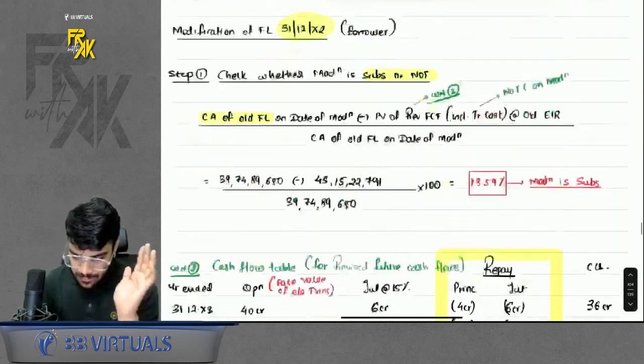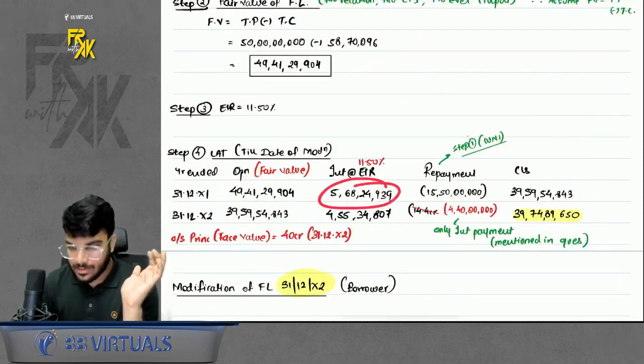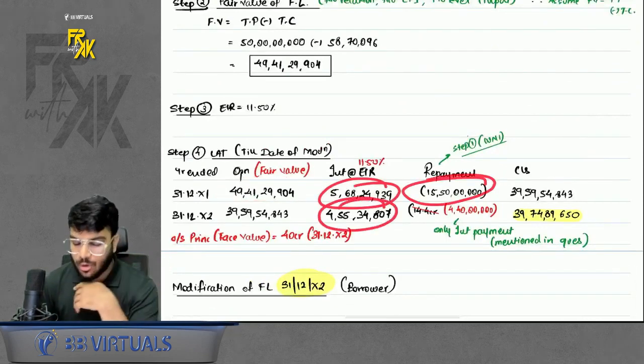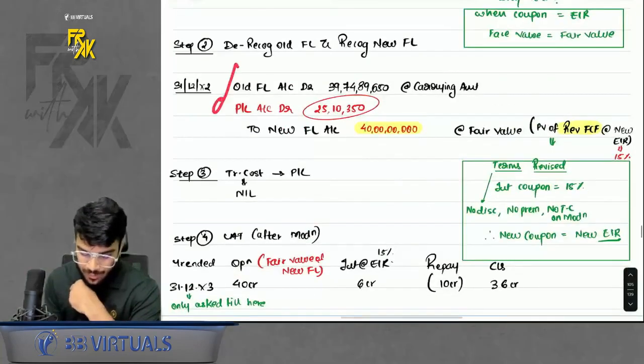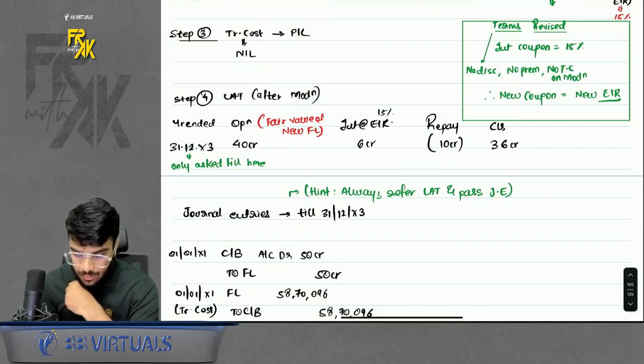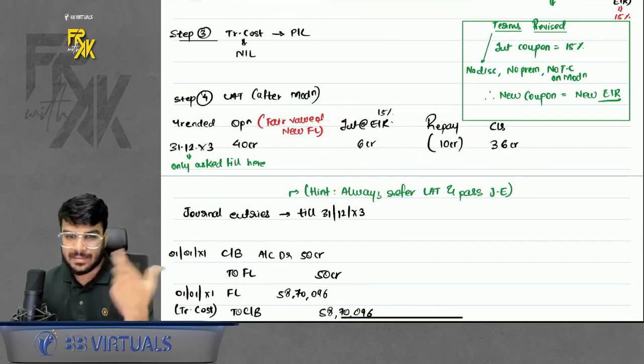For example, this was the old LAT. Record the opening first, then record interest, then make the repayment. Next year record interest, make the repayment. Okay, then modification happened, pass the modification entry. Then after that, record the interest, make the repayment. So just refer LAT and pass the entries.